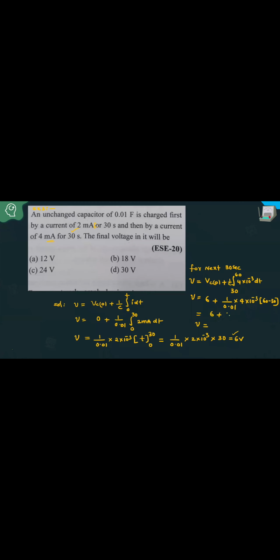6 plus 4 into 10 power minus 3 into 10 square into 30. That is 6 plus 120, divided by 10, that is 12. This is equal to 18 volts I got. Is it correct? This is the 18 volts.